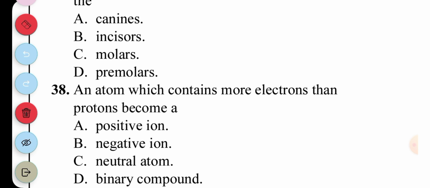38. An atom which contains more electrons than protons becomes A. positive ion, B. negative ion, C. neutral atom, D. binary compound. Since electrons are negatively charged, and if electrons are more, definitely this is going to be a negative ion.